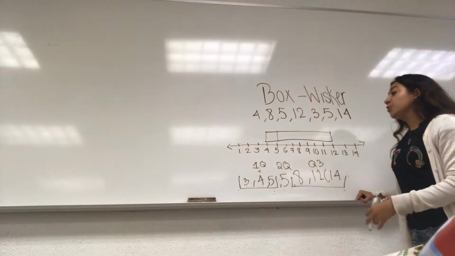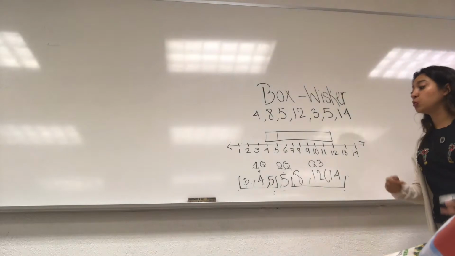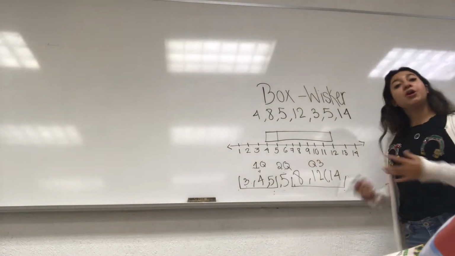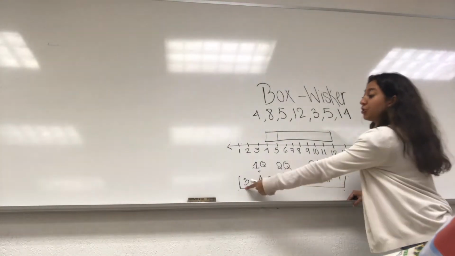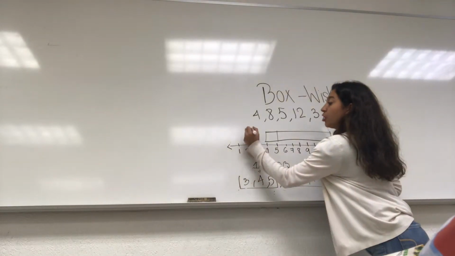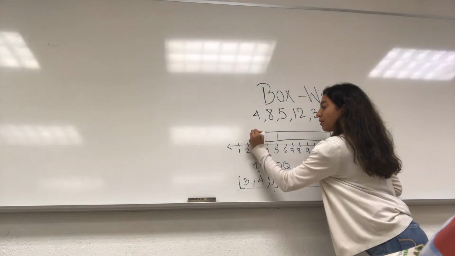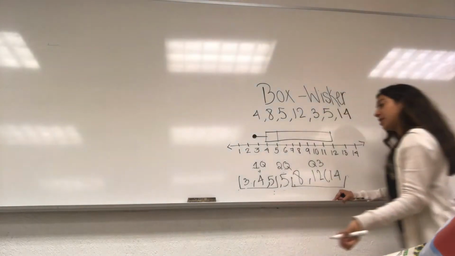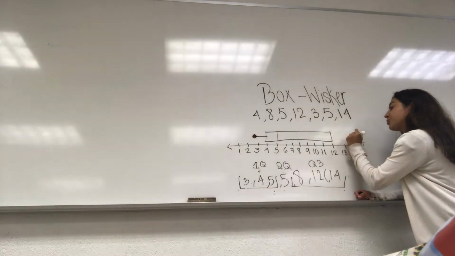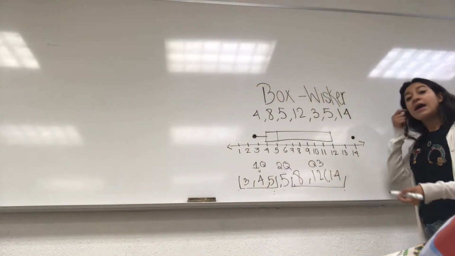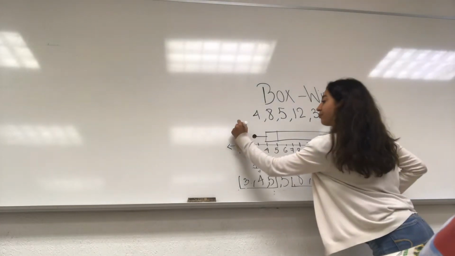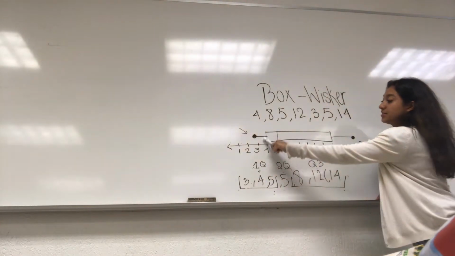Then finally we need to put the whiskers. So the whiskers will be a line segment from the minimum to the maximum. So here your minimum point will be 3 because it's the least number in the set of numbers. So at 3, you will put a point and connect with a segment. And finally, you will put a point at the 14 because it's your maximum number, and then we will connect. So here are the whiskers, and this is a box.